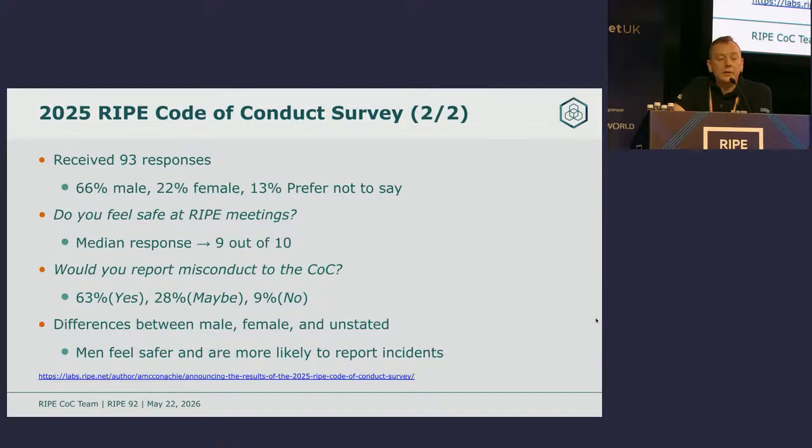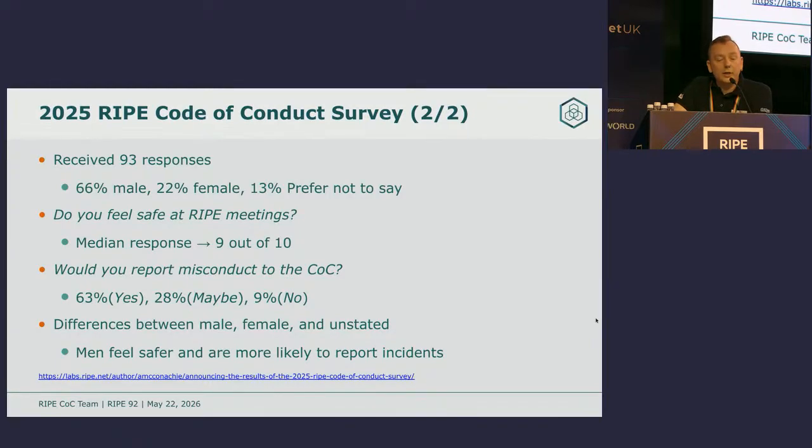As far as how safe do people feel at RIPE meetings, the median response was 9 out of 10. It was higher for men than for women and for those who chose not to report their gender. But still, I don't think we could do better than 9 out of 10, right? So that was pretty good. The second question is more mixed, right? Like, would you report misconduct to the COC? 63% said yes, for sure. 28% were a maybe, and 9% were no.